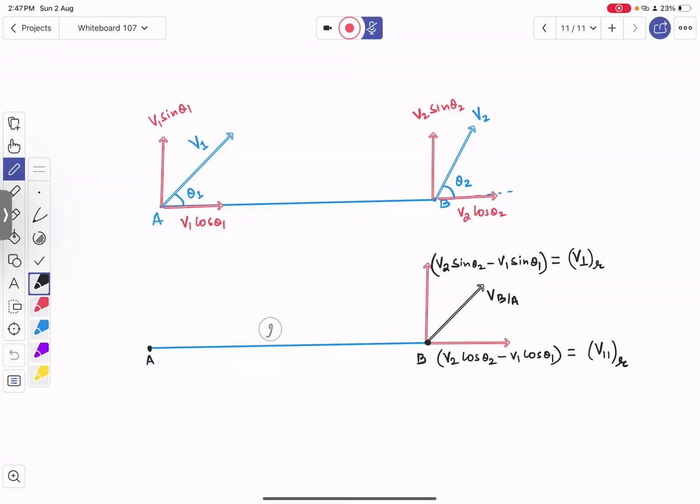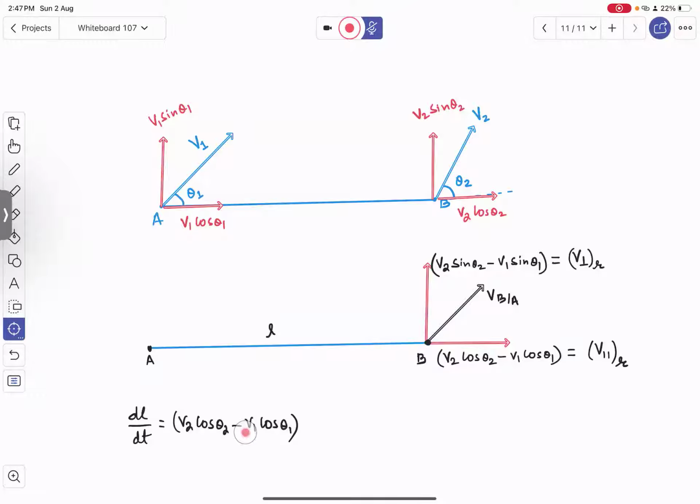Now, the rate at which separation between them is changing will be equal to V2 cos theta 2 minus V1 cos theta 1. So if V2 cos theta 2 is more than V1 cos theta 1, dl by dt will be positive, meaning separation is increasing. If V2 cos theta 2 minus V1 cos theta 1 is negative, it means this component is not in the rightward direction, instead it is in the leftward direction. And that is going to be the case when the separation will be decreasing.